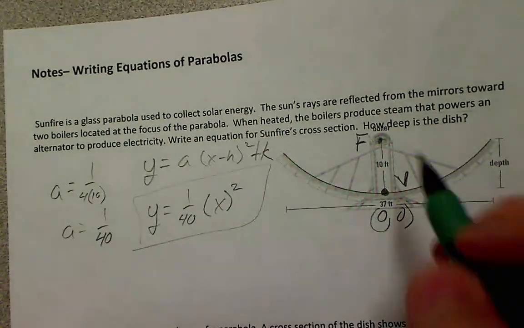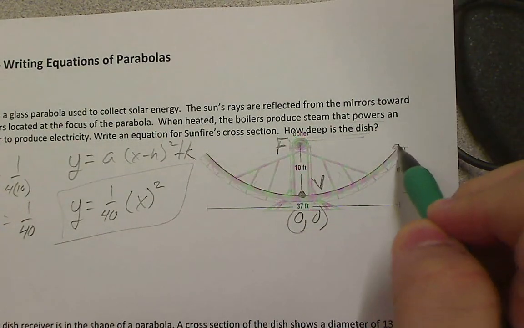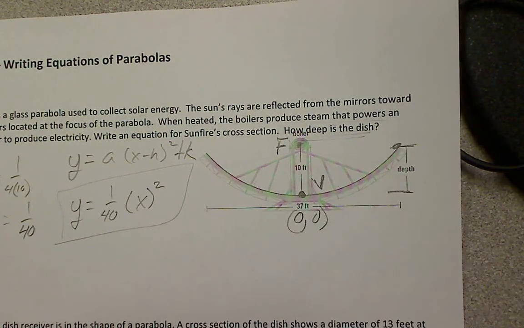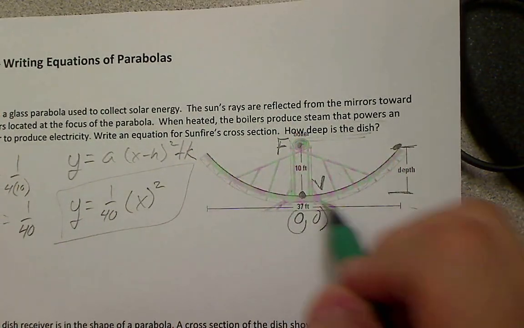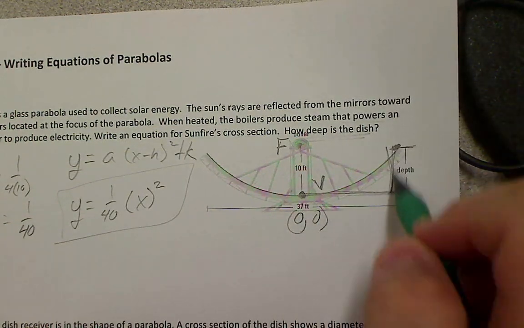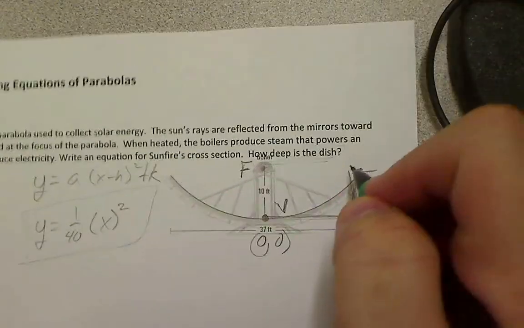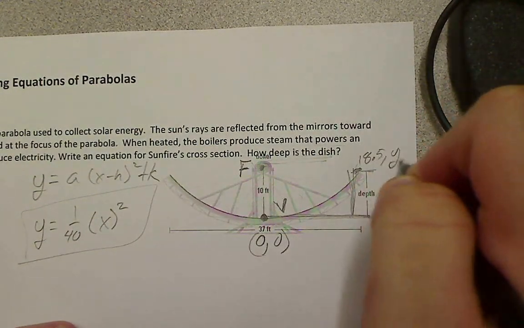So here's the question. How deep is the dish? Well, here's the thing. I'm going to try and figure out this point right here to right here. No, it is not 10, so let's just be careful with that, okay? But here's what I do know. Since this is 37 all the way across, from here to here, and from here to here, 37 divided by 2 is going to be 18.5. So I know this point is going to be 18.5 and some y value.